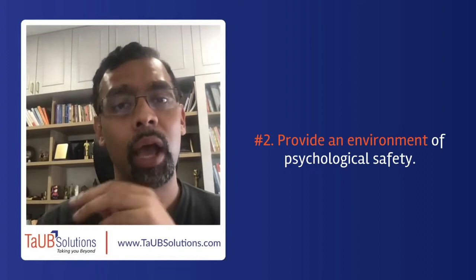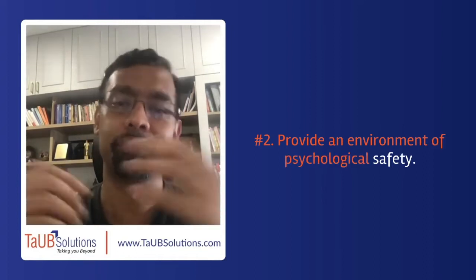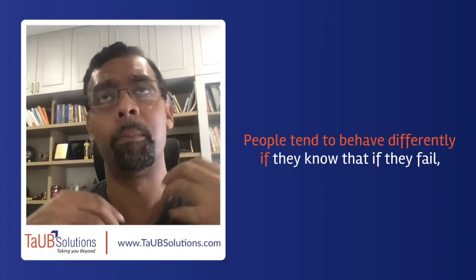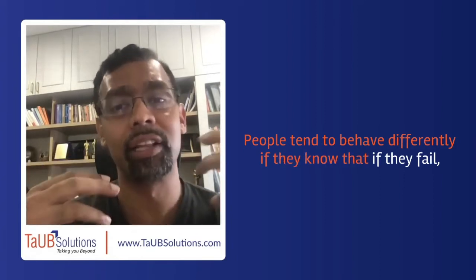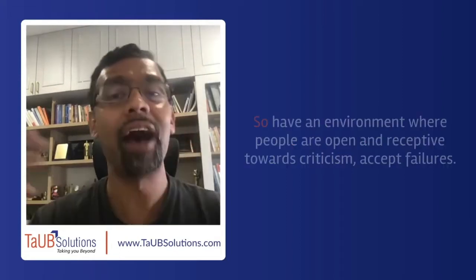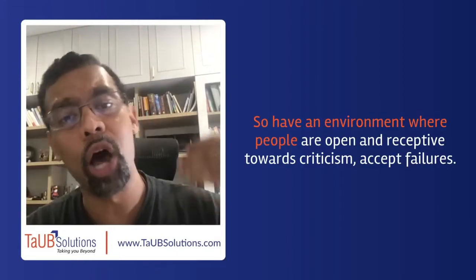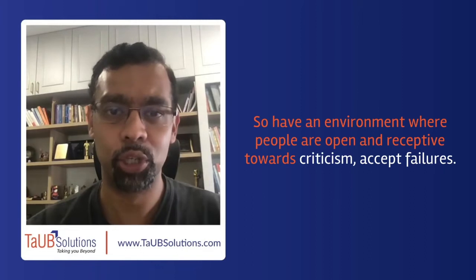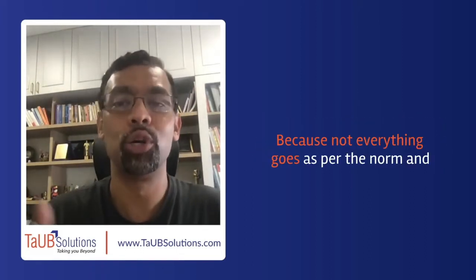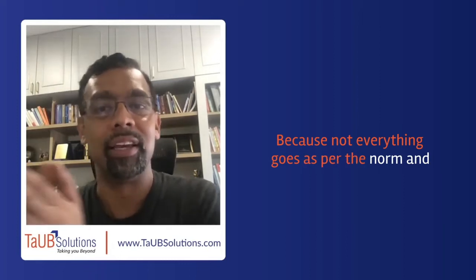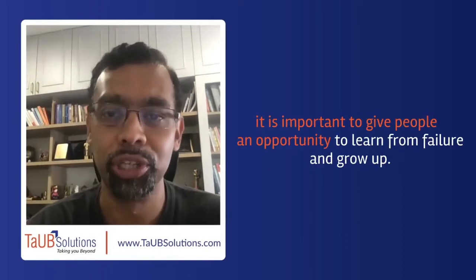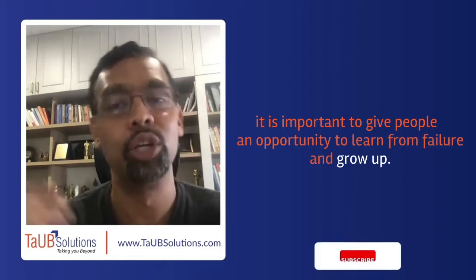Number two, provide an environment of psychological safety. People tend to behave differently if they know that if they fail, they will be punished or penalized. So have an environment where people are open and receptive towards criticism, accept failures, because not everything goes as per the norm. And it is important to give people an opportunity to learn from failure and grow up.